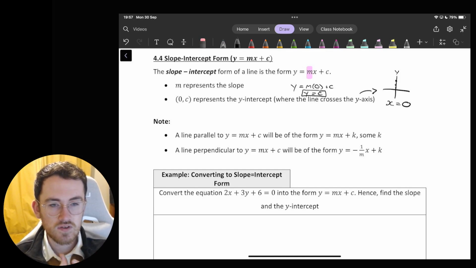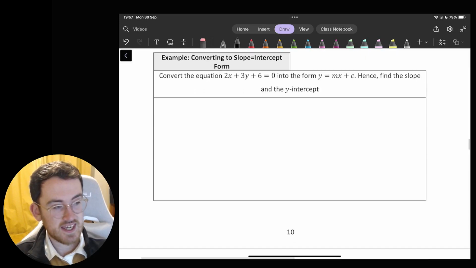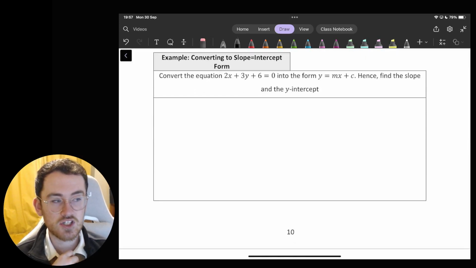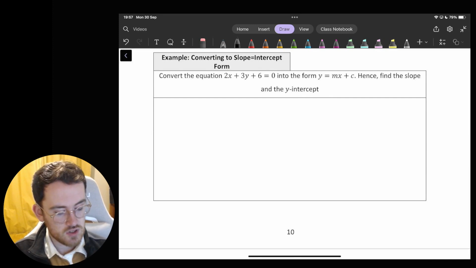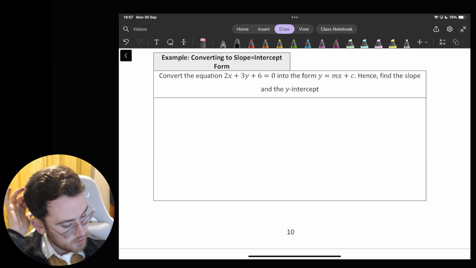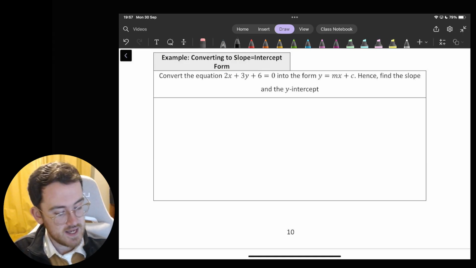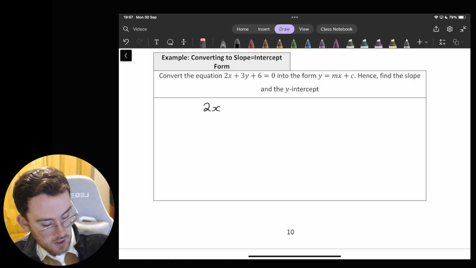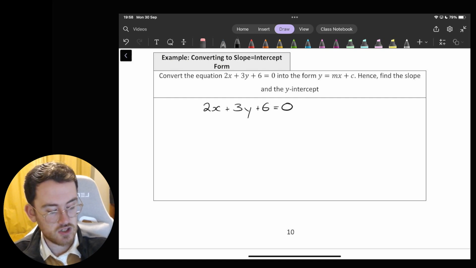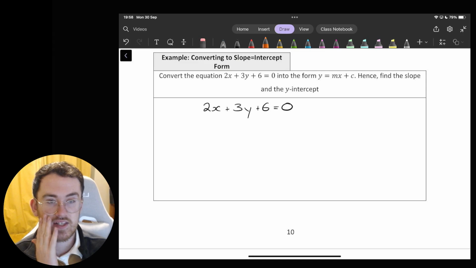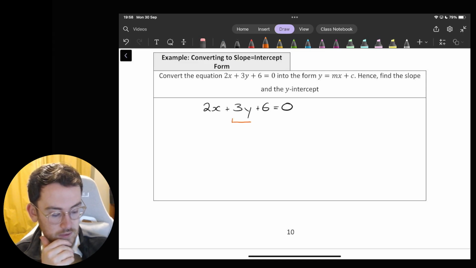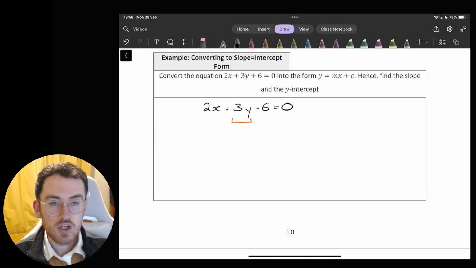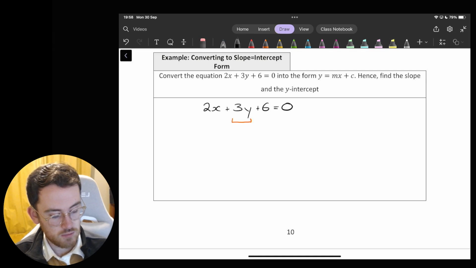Okay, and it can be very useful for us to be able to just pick out that information from the equation of the line. Now in order to have the equation in that format, we have to do some rearranging. So looking at a question here, convert the equation 2x plus 3y plus 6 equals 0 into the form y equals mx plus c. We can take our equation as it is here. One of the things that we tend to say to do is maybe look at the sign of y. I would like y to be positive, and at the moment it is positive, so I'm probably not going to move it. I'm going to try and move everything else.